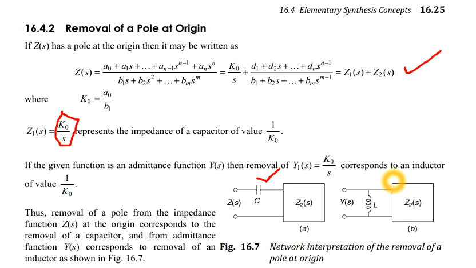This is just mathematical manipulation. This is how we can simplify many things. Mathematics is the best tool for doing many things. That's it. This is about removal of pole at origin. Now we will see the removal of a constant.